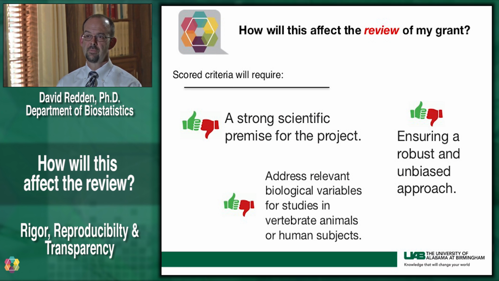The reviewers are going to have to come in and find these sections, and they will have received instructions that with regard to scientific premise, it must fall in the significance section. With regard to biological variables and with regard to scientific rigor, it will have to fall in the approach section, and they are looking for these things as they are reviewing, and they are scorable criteria.